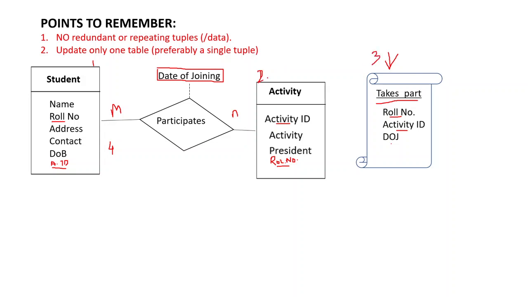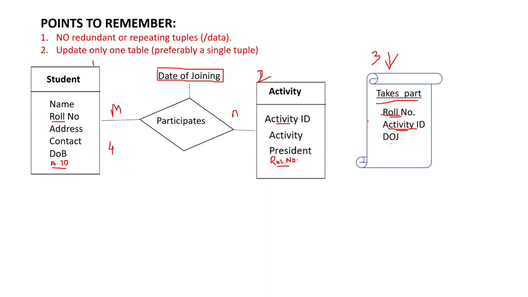This is the second table. This is the third table, which will have both roll number and activity ID as the primary key and a date of joining. So this will contain redundancy, but it's still better, because you don't have to repeat so much information. So one update in your student, say you are updating the address of your student, 4 or 5 tuples will be affected, and so also in this case. But here actually there will be less redundancy.